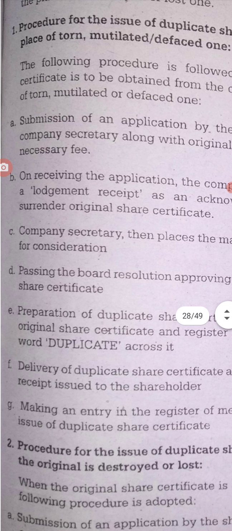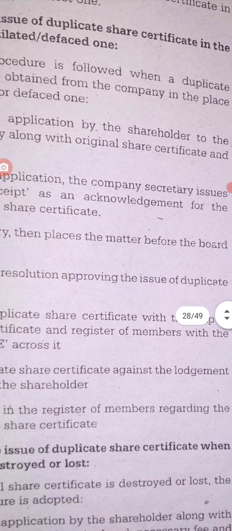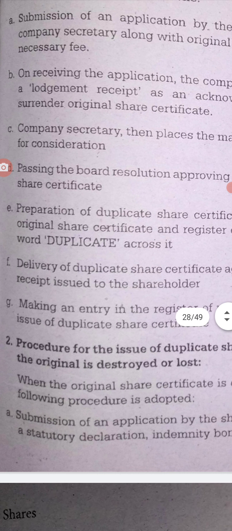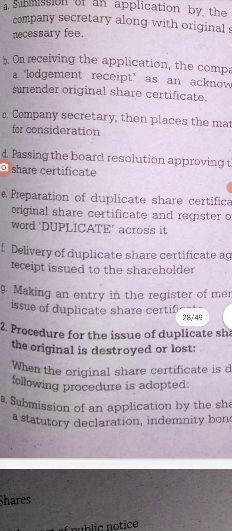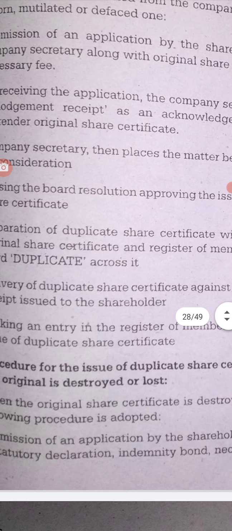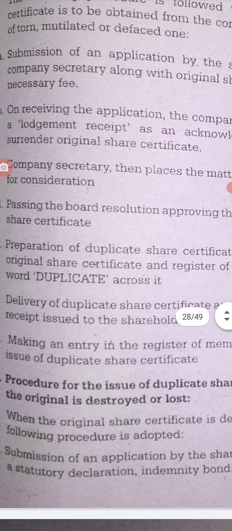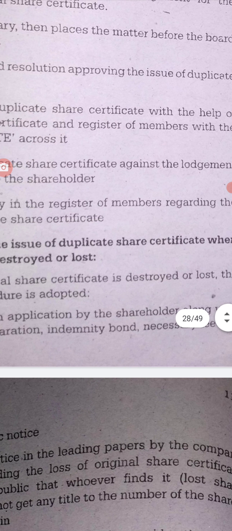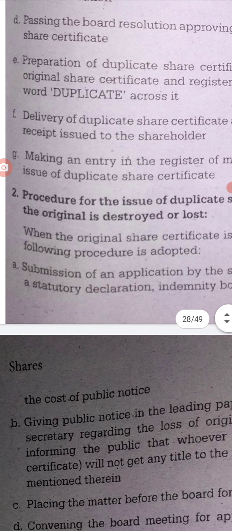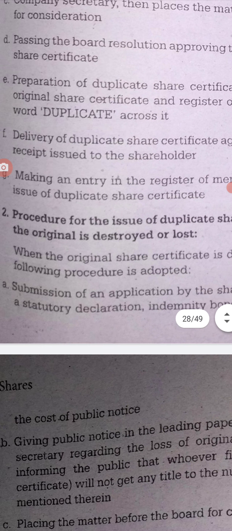So when they are applying for the duplicate certificate, what is the procedure for the issue of this duplicate certificate? One is the submission of application by the shareholder to the company secretary along with the original share certificate and the necessary form if there is. On receiving the application, the company secretary issues a lodgement certificate as an acknowledgement for the surrender of the original certificate, and the company secretary then places the matter before the board for consideration, for passing the board resolution approving the issue of duplicate certificates. The board of directors is there in the company and they have to pass the resolution in the meeting for issue of duplicate certificate.